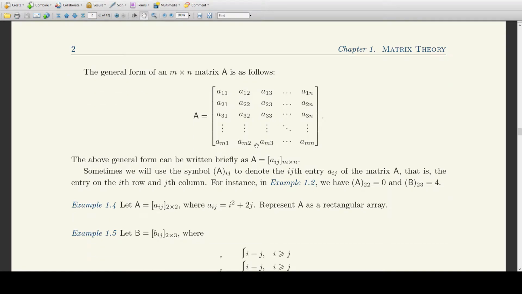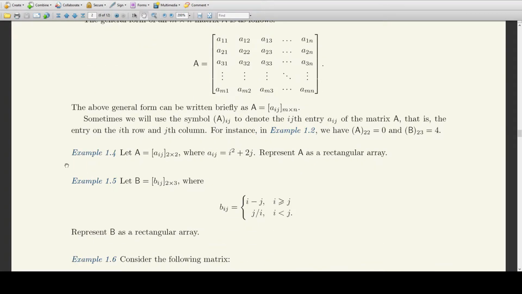Okay? Okay, let us do a very, very simple example. So I have given you this symbol, and I have defined what the entry is here, and I'm asking you to write A as a rectangular array. So you have A, written as A sub ij, 2 by 2, so everyone understands the meaning of this. And then I have written a sub ij is what? i squared plus 2j. And then I want to write this as a rectangular array, okay?